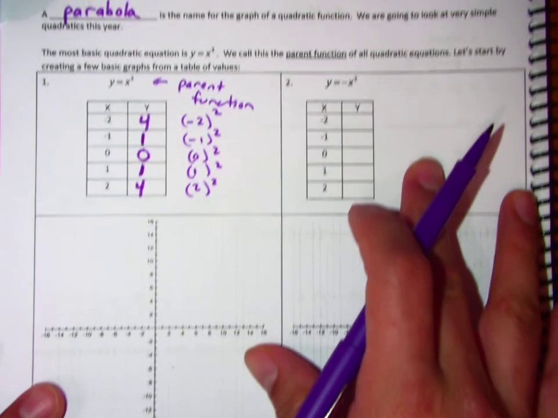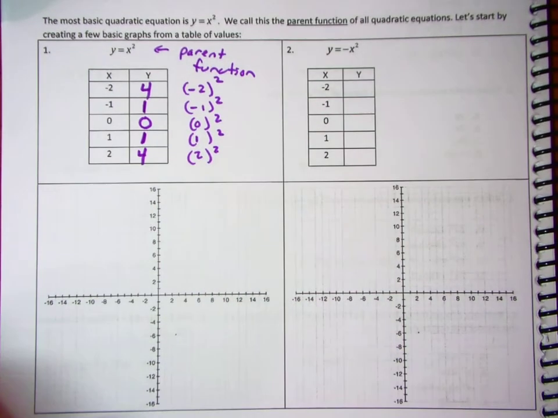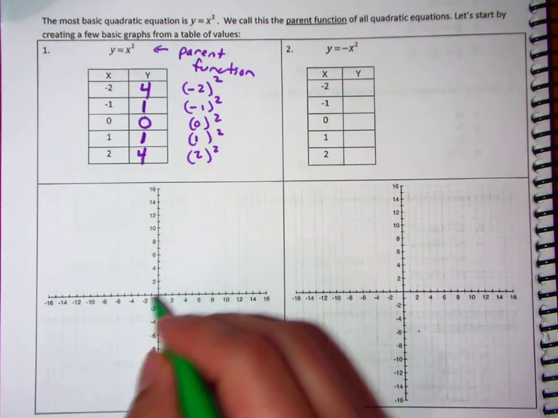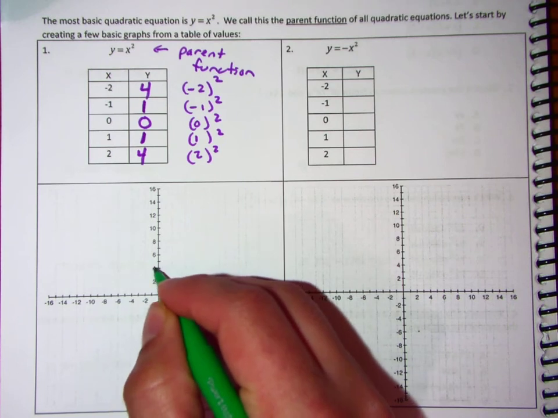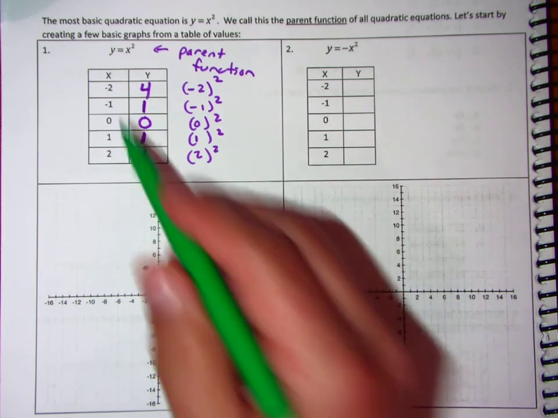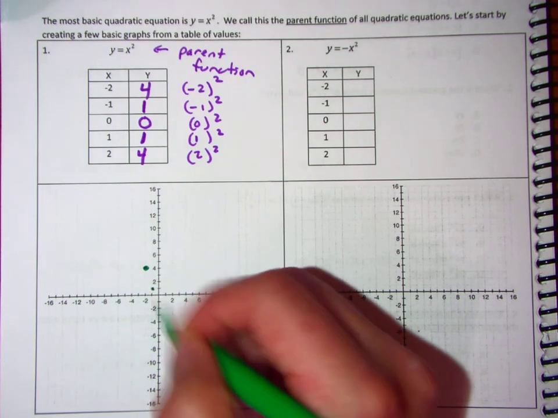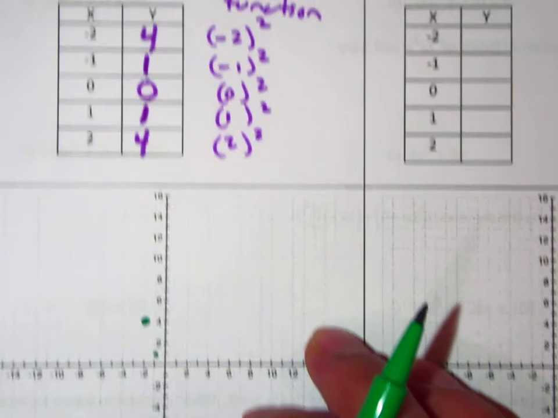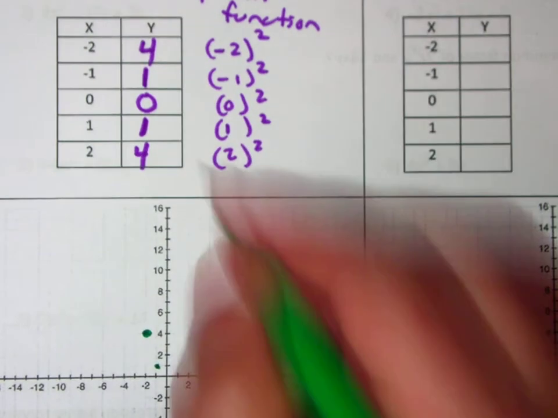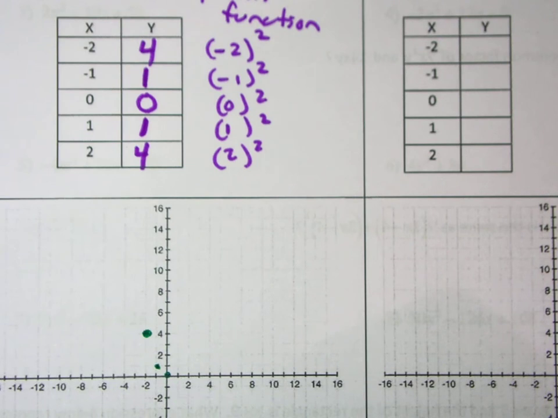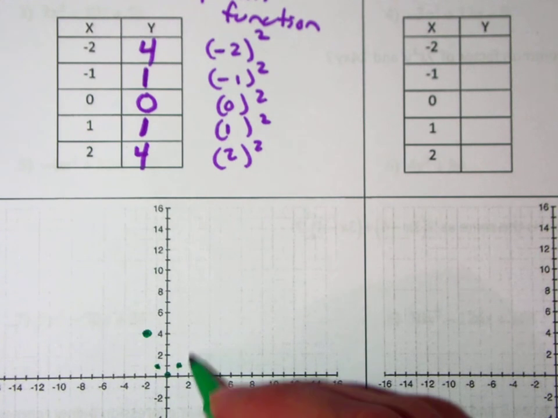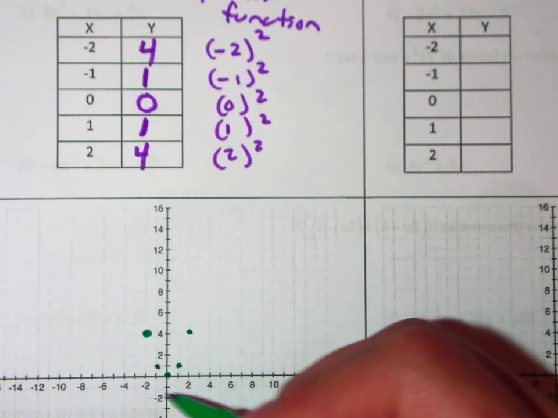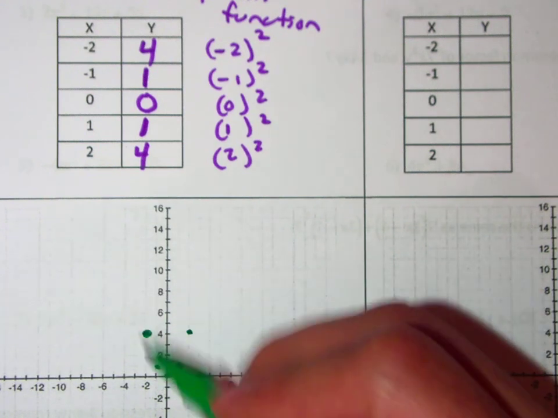Okay, now if we graph these, let's take a look at what is going on. So let's plot the points. If I go to -2, 4, there's a point there. -1, 1 is right there. Let me zoom in to make it a little easier to see. 0, 0 right there. 1, 1, and 2, 4. And so what that creates is kind of like a U. It's a smooth curve. It's not a straight line. It's not like a V.